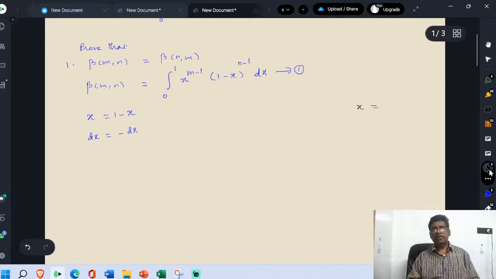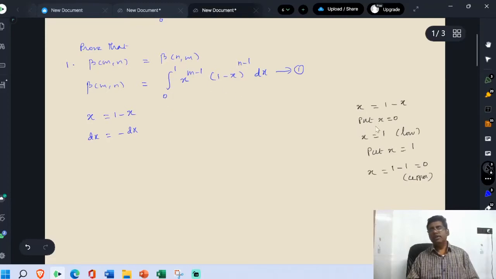We have taken x equal to 1 minus x. Here put x equal to 0 to get our lower limit, then x equal to 1. So the lower limit is changed to 1. And put the value of the upper limit, x equal to 1, then x equal to 1 minus x, so 1 minus 1 equals 0. This is our upper limit. If you replace x by 1 minus x, the limits are changed from 0 to 1 to 1 to 0.